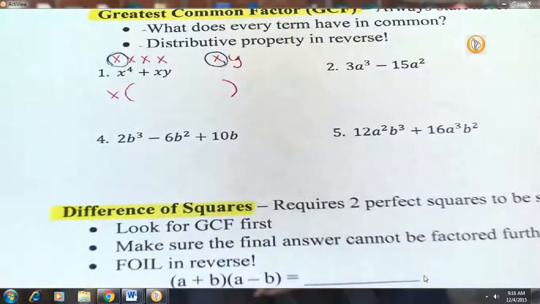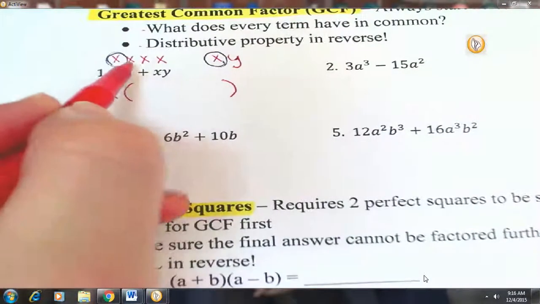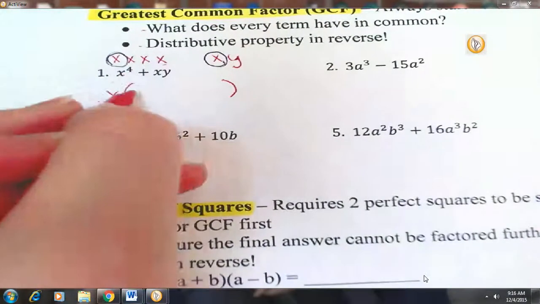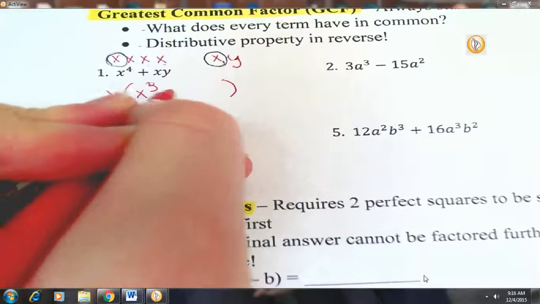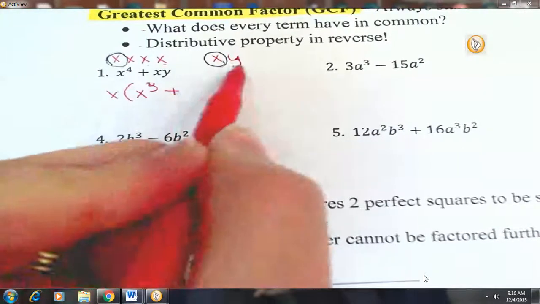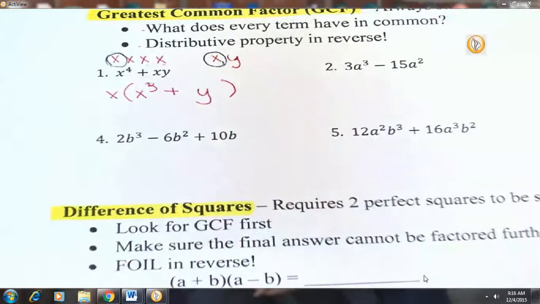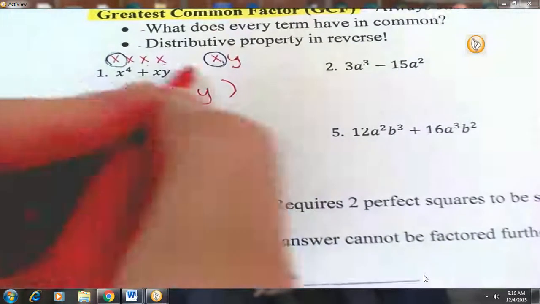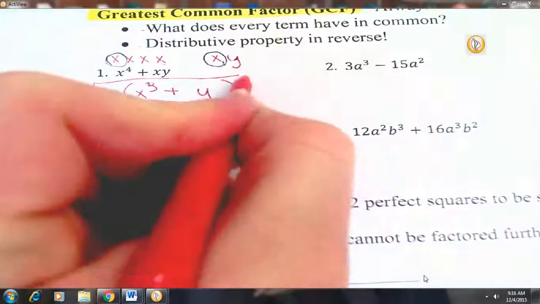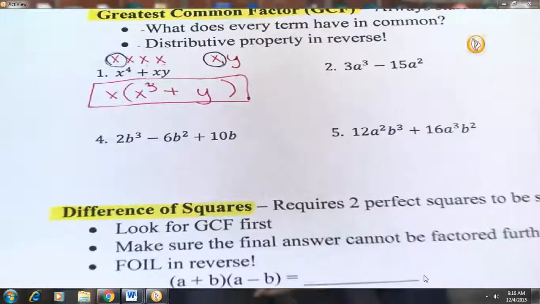In parentheses, we're going to write what we have left. When I take away that x that they have in common, when I factor it out, what do I have left? Well, I have 3 x's, so we'd say that's x to the 3rd power, plus, I'm just bringing down my sign, here I just have y. I wrote it as a product. This is the factored answer. There's no solving yet. We eventually will solve, but we're just factoring, writing it as a product.